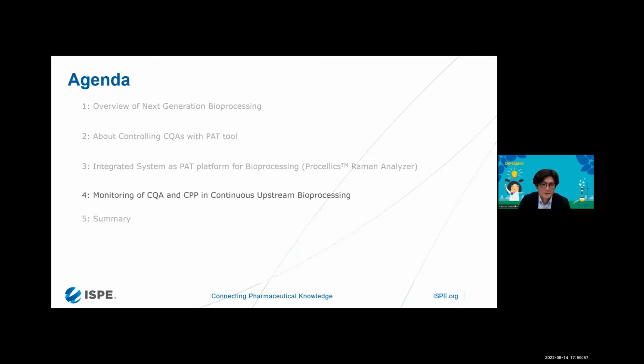Next, I'd like to talk about one of the case studies, in terms of the monitoring of the CQA, critical quality attribute, and the CPP, critical process parameter, in continuous upstream bioprocessing.